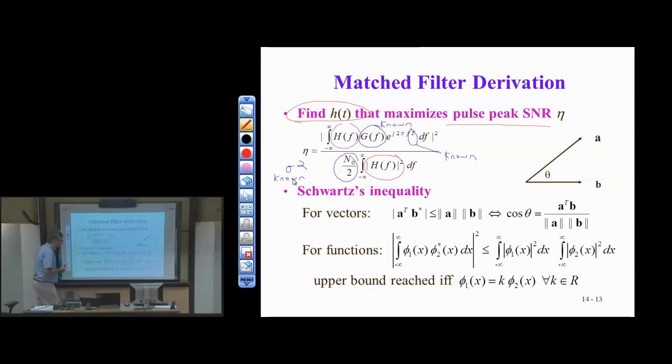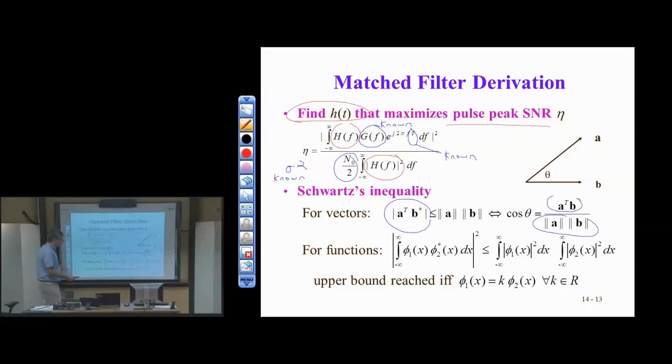So think back to vectors for a second. I have two vectors, A and B, and there's an angle between them, theta. If I take the inner product of the two vectors, there's an inequality, Schwarz's inequality, that helps us bound the inner product, and we can also use it to find the exact angle between the two vectors. The angle between the two vectors is the inner product of the two divided by their norms, their lengths.